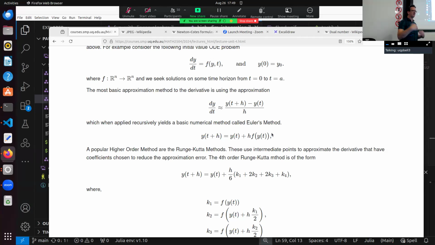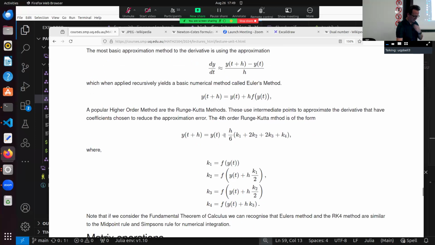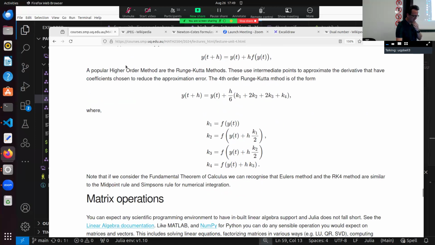Because you've got this recursive definition, you need a starting guess. It's an initial value problem. So you need to give it a first, where am I starting from, and then march forward in time. Cool? I'm not going to belabor this too much, but there are higher order methods that are very similar to this idea of higher order integration, where you use intermediate steps to kind of guess what you should do. And there are certain magic choices that cancel out errors. So they're Runge-Kutta methods.